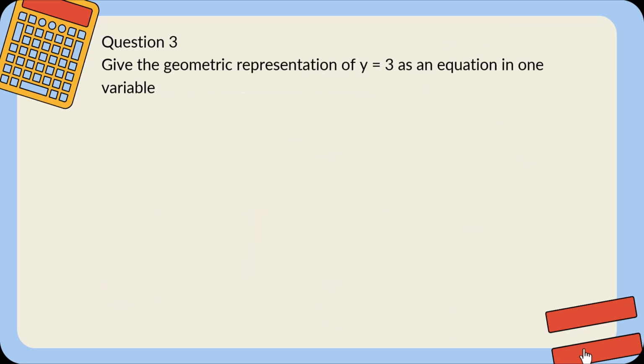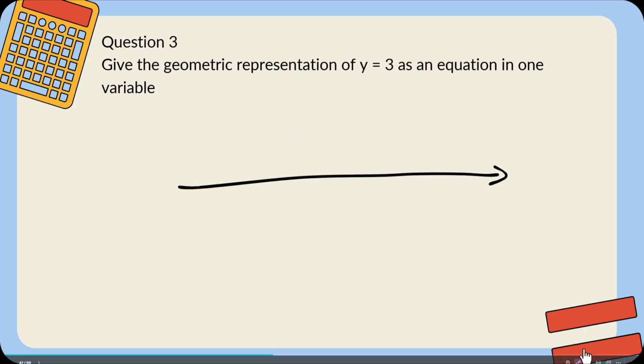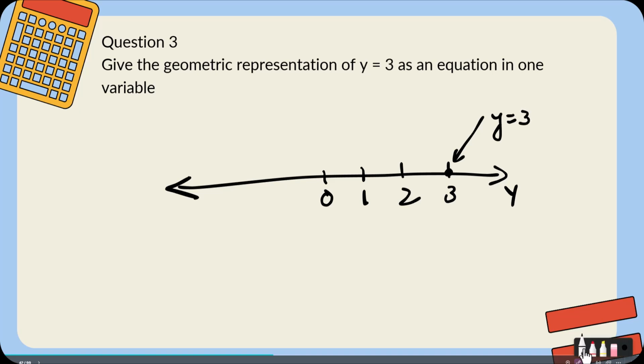Give the geometric representation of y is equal to 3 as an equation in one variable. So how do we represent y is equal to 3 as an equation in one variable? Very simple. It should be a straight line, right? If it is an equation in one variable, it will be represented on a line. So I have 0, 1, suppose this is the y, okay, 2 and 3. This point is the geometric representation of y is equal to 3. There is no x, right? So it's just a straight line.